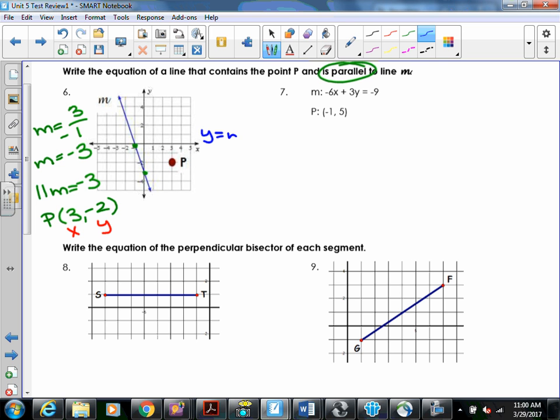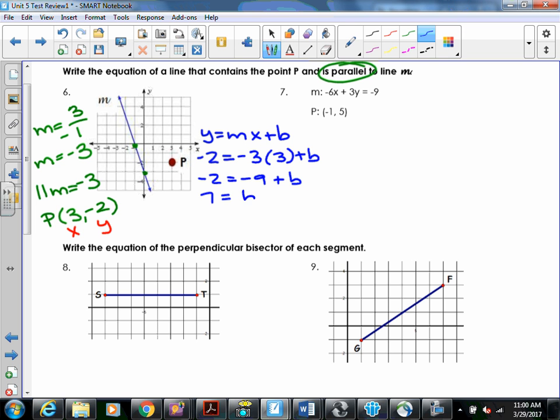Y equals mx plus b. Now, if y is equal to mx plus b, and I substitute in, what is y? -2. So I have -2 equals, what is my m? -3. What is my x? X is 3. That was very easy. Plus b. Okay, so you have -2 equals -9 plus b. What do I do now? Add 9 to both sides. So if I add 9, -2 plus 9 equals 7.